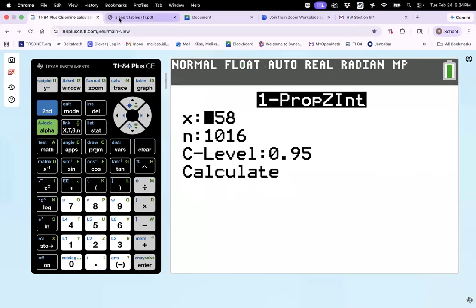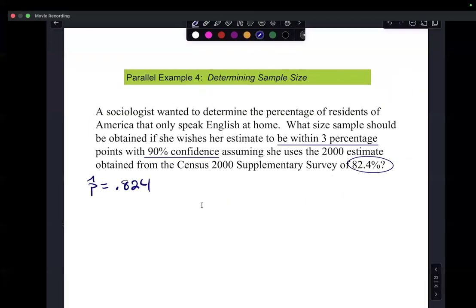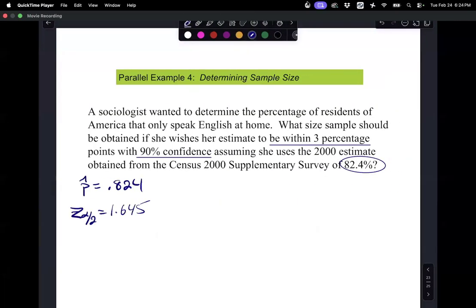So we're going to go back to our Z table. 90% gives us a Z score of 1.645. That's our critical value. Our margin of error is 0.03.